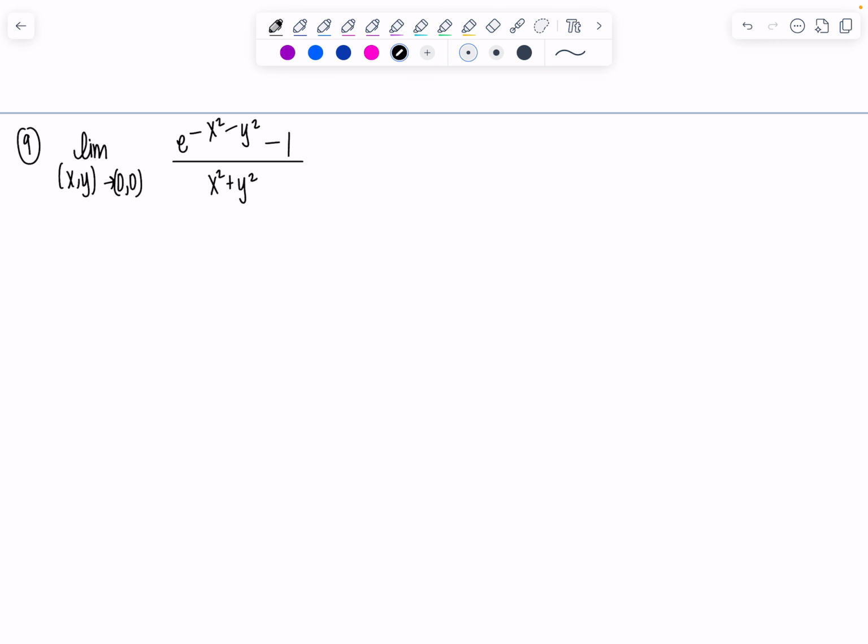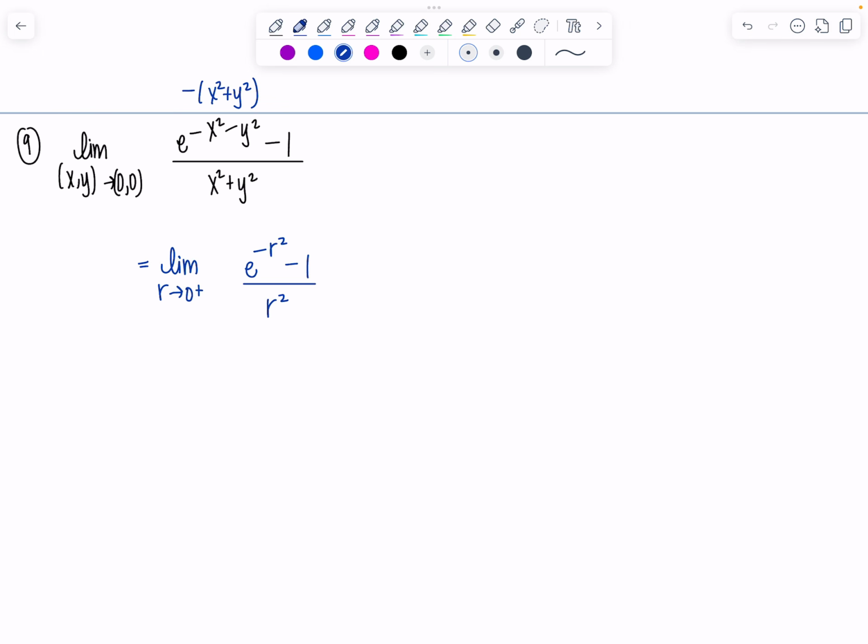So I picked this one because I did want you to go polar. Okay? Let's do it. So here we go. We're going to have the limit as r approaches 0 from the right, e to the negative x squared plus y squared, right? So e to the negative r squared minus 1 over r squared.